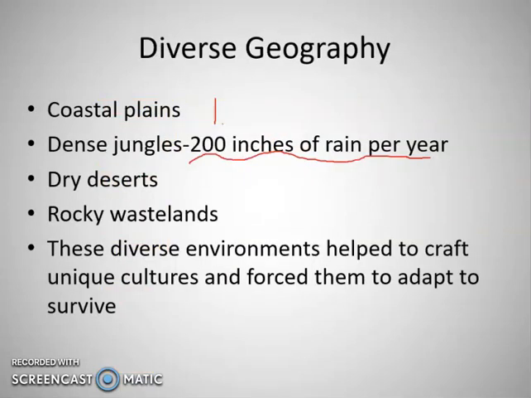All right, so talking about Africa, they got coastal plains also, which I didn't mention when I was showing you the initial map. There are lots of dry deserts, and it's all depending on where you're living in relation to the equator. But the jungles get about 200 inches of rain per year.